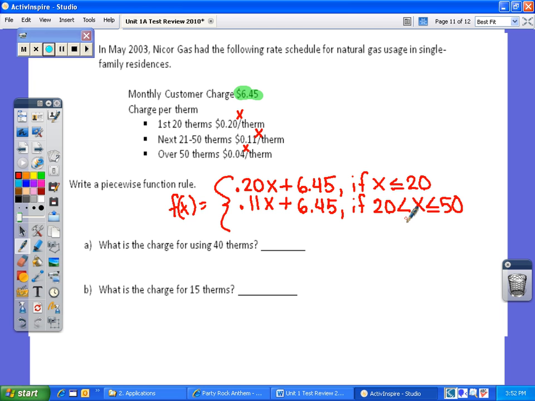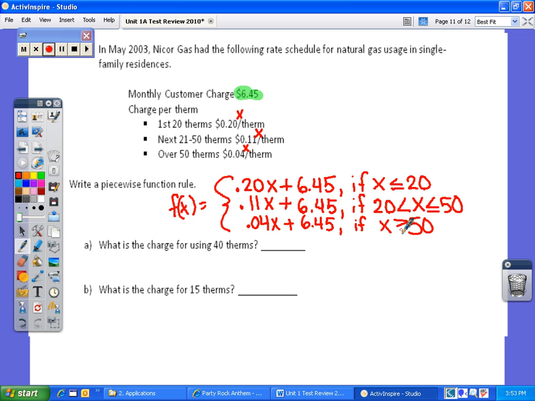Okay, the last one would be 4 cents plus the monthly charge. And we have to go over 50, so it's greater than 50. No equal sign because we already used it for the last one. So make sure that these match up. Make sure that if you have an equal sign here, you don't have it here. And make sure if you have an equal sign here, you don't have it there.